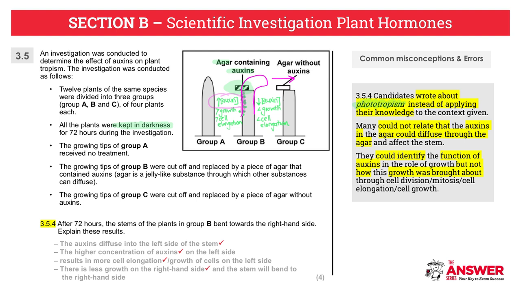So many candidates could not relate that auxins in the agar actually diffused out of it, even though it's mentioned in the introduction of the paragraph. It says agar is a jelly-like substance through which other substances can diffuse. They could identify the function of auxins and the role that it plays in growth, but not how this growth brought about the bending, the cell elongation and the bending of the stem to the right-hand side.